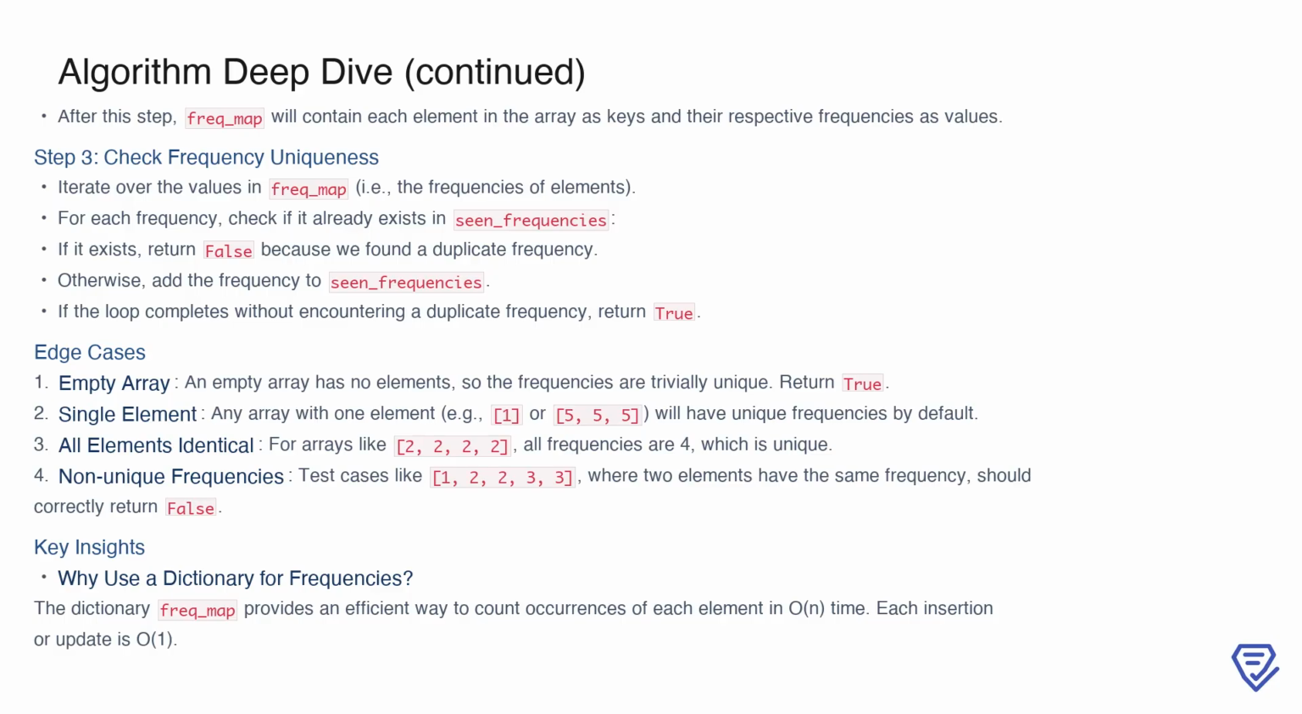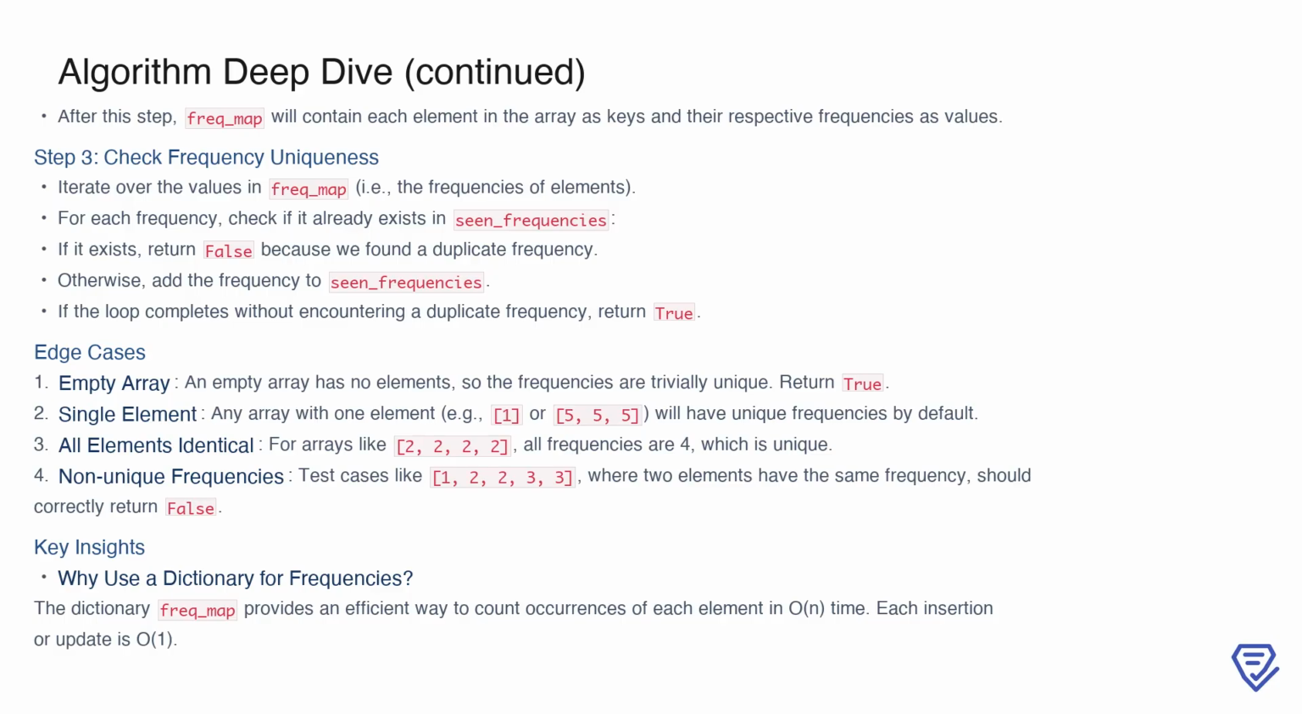Once we've completed counting frequencies, the frequency_map dictionary will contain each unique element as a key and its frequency as the corresponding value. With this information, we can now check whether these frequencies are unique. To do this, we iterate through the values in frequency_map, which represent the frequencies. For each frequency, we check if it already exists in the seen_frequencies set. If it does, this means we've found a duplicate frequency, so we return false. Otherwise, we add the frequency to seen_frequencies and continue. If we finish processing all frequencies without encountering duplicates, we return true, indicating that all frequencies are unique.